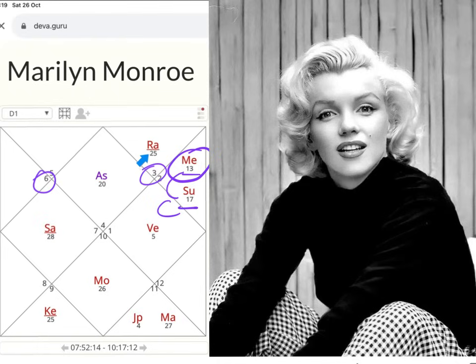Of course, Rahu being here doesn't help. Rahu is poisons, drugs, etc. She became addicted to sleeping pills. It was a major problem for her.